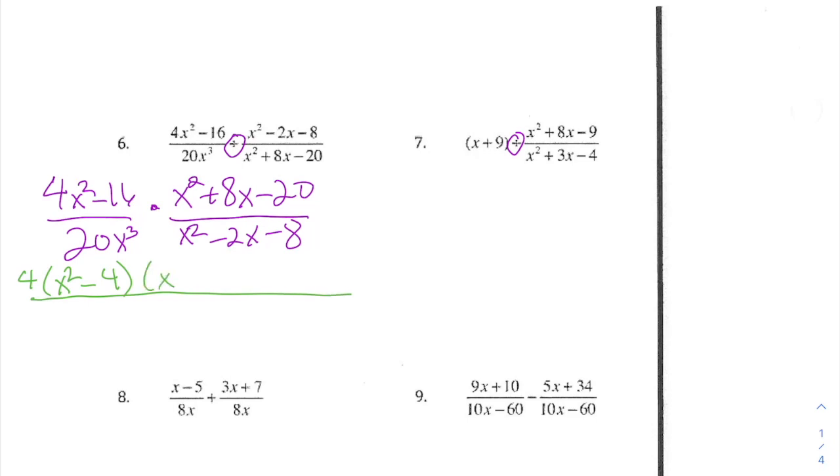Okay, so two numbers whose product is negative 20, whose sum is 8. So that's x plus 10 and x minus 2. Okay, and then 20x cubed stays as 20x cubed. Nothing I could do there. And then x squared minus 2x minus 8, that becomes x minus 4 and x plus 2. Okay, and hopefully you see that you could do more here.